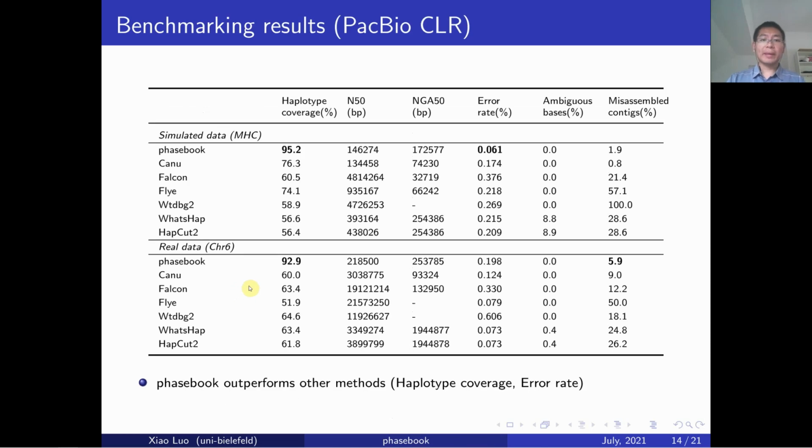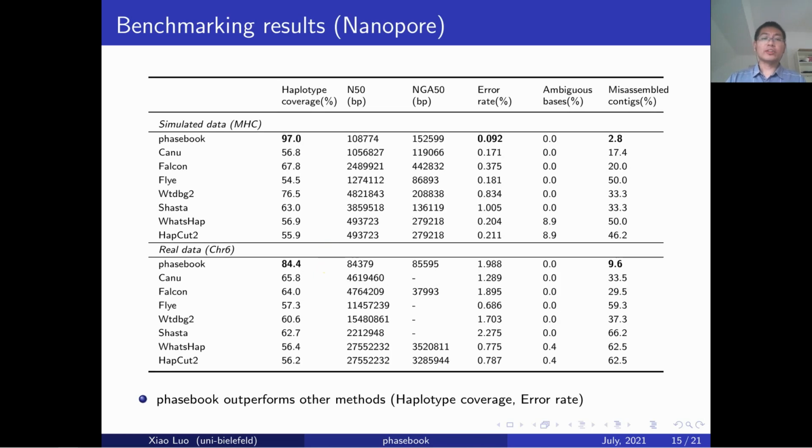In addition, for PacBio CLR reads, phasebook largely outperforms other methods in terms of haplotype coverage on both simulated and real data, while keeping better or comparable performance in terms of other metrics such as error rate and misassembled contig proportion. While for N50 and NGA50, phasebook shows comparable or worse performance than others. And for nanopore reads, phasebook also outperforms other methods in terms of haplotype coverage, while keeping better or comparable error rate.